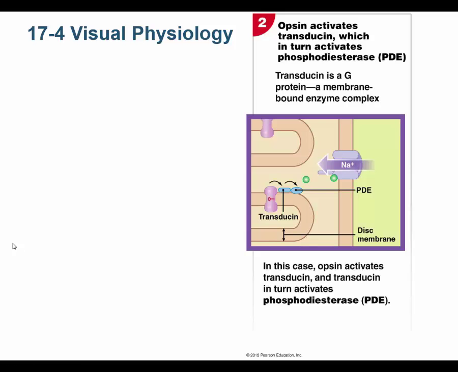All right, now this answers your question. What happens when I have 11-trans retinal and opsin? Before they dissociate, they turn on a G protein. Do you remember what the G protein in the tongue was called? It was called gustducin. Do you remember what the G protein in the nose was called? It was called Golf, or G olfactory.